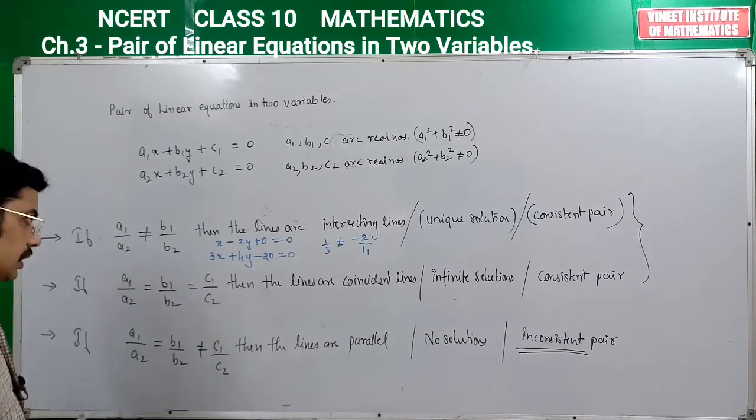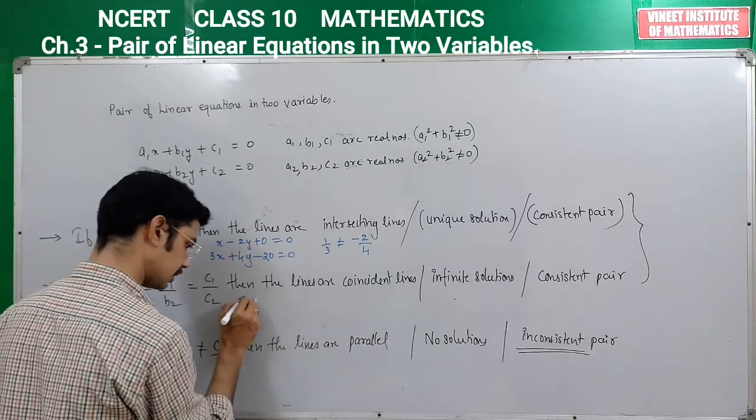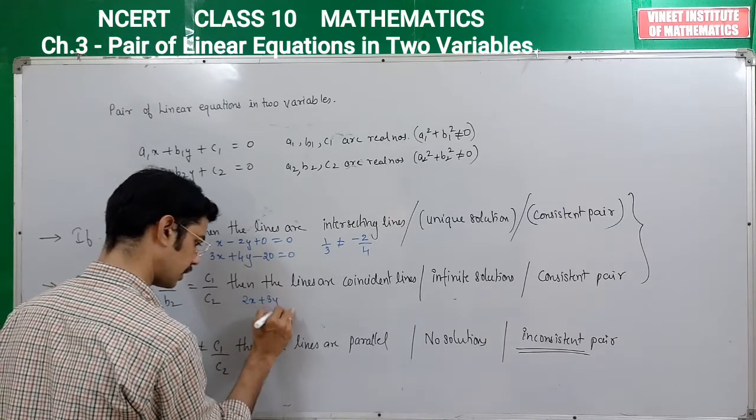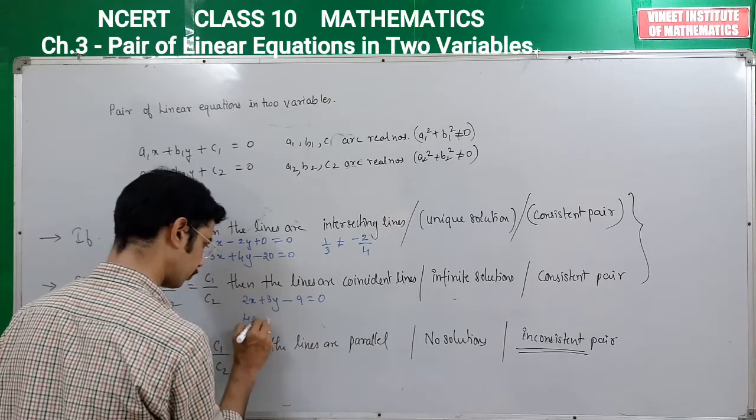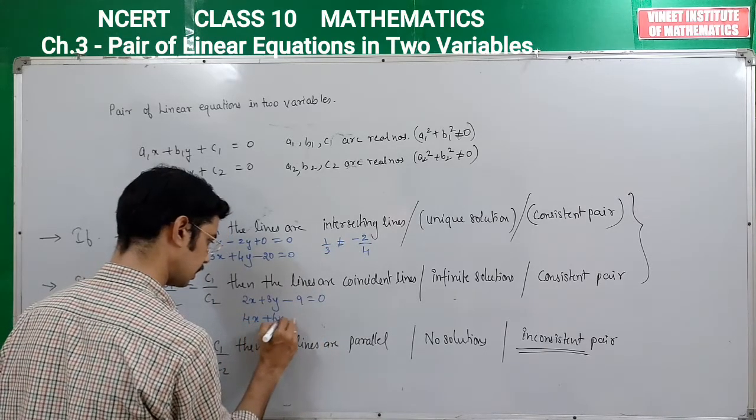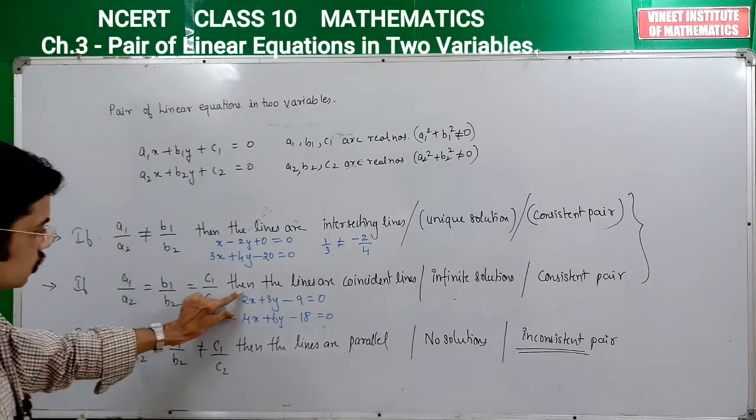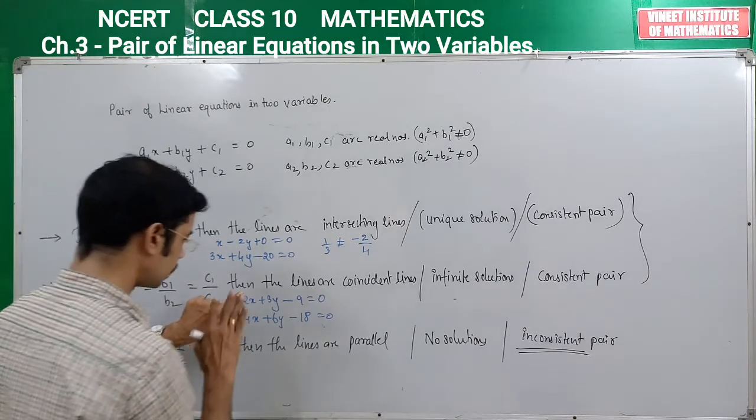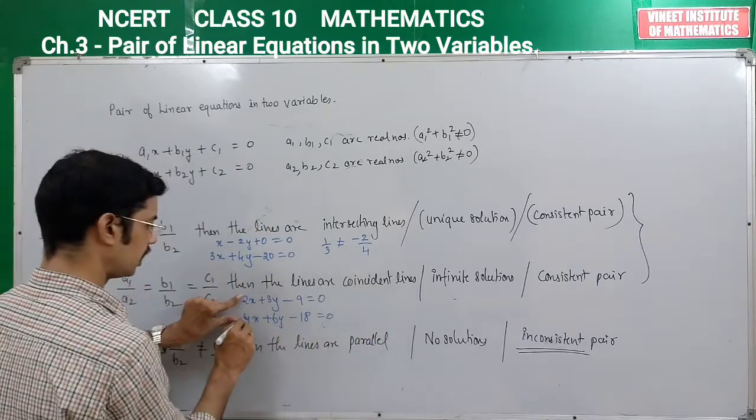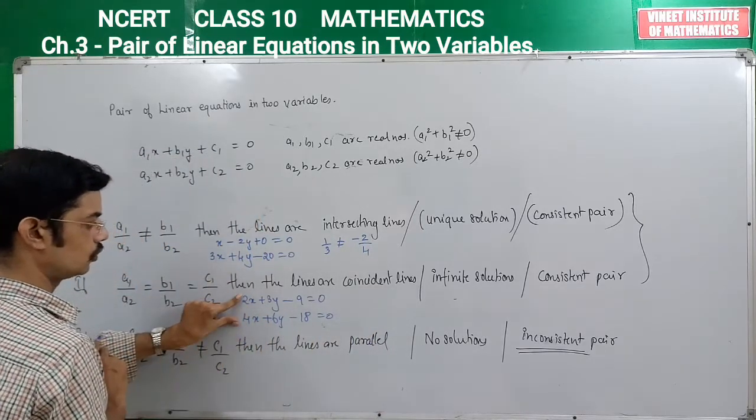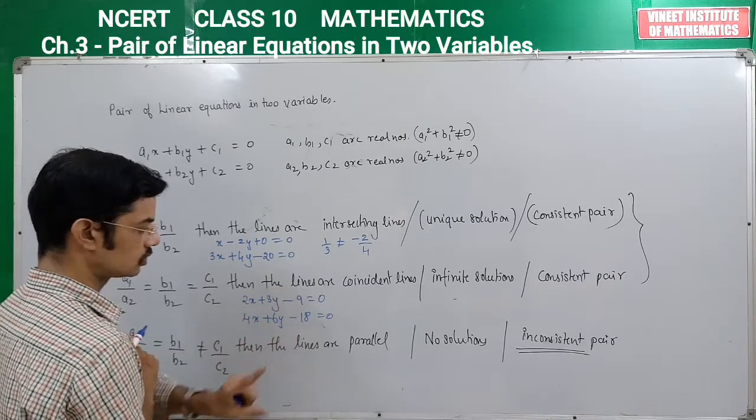Okay, in this case let me take an example for coincident lines. For coincident lines, let me take 2x plus 3y minus 9 equal to 0, and 4x plus 6y minus 18 equal to 0. Here we can observe that 2 by 4 is 1 by 2, that is a1 by a2, 1 by 2. So 3 by 6 is also 1 by 2, minus 9 by minus 18 is also 1 by 2.